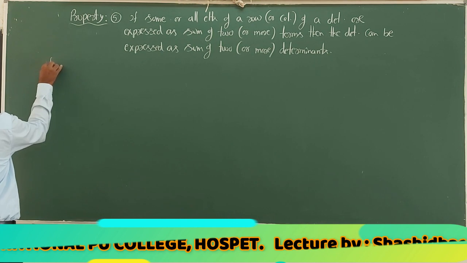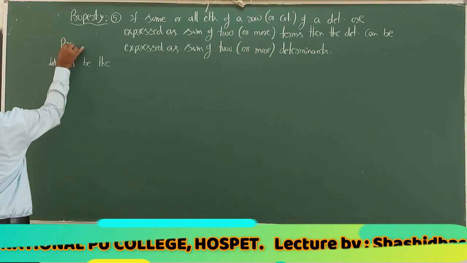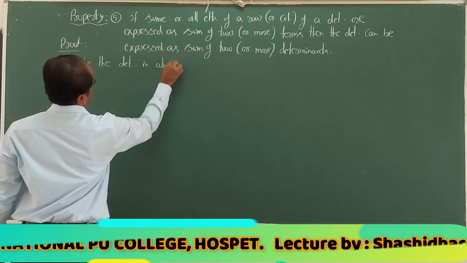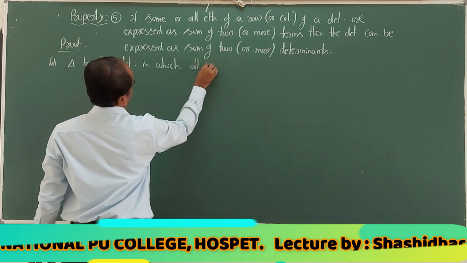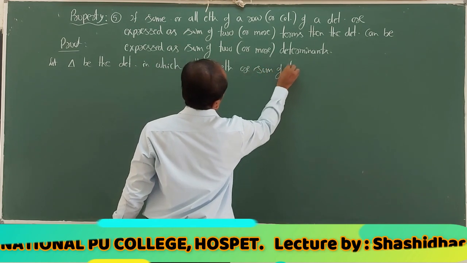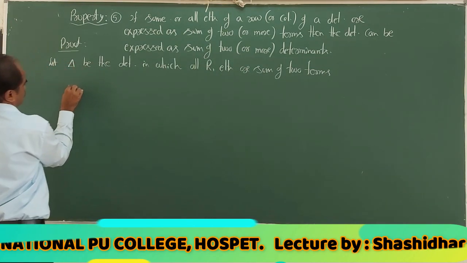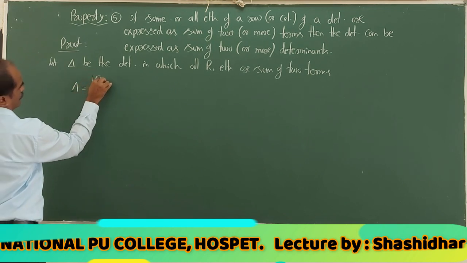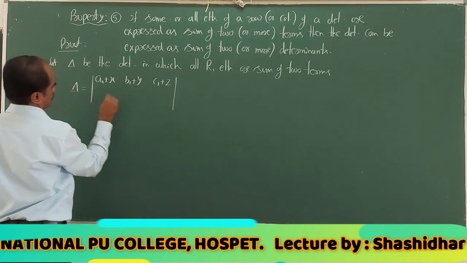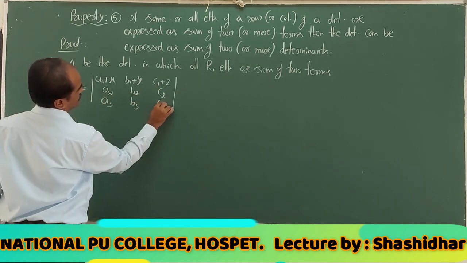For this, let me start with, let delta be the determinant in which all first row elements, all R1 elements, are a sum of two terms, that is delta equal to, say A1 plus X, B1 plus Y, C1 plus Z. Second row A2, B2, C2. Third row A3, B3, C3.